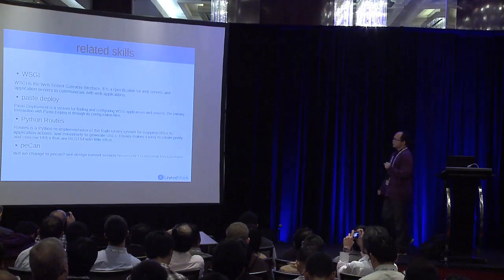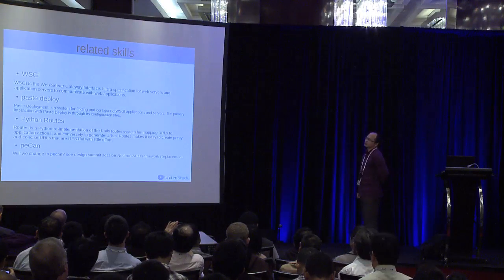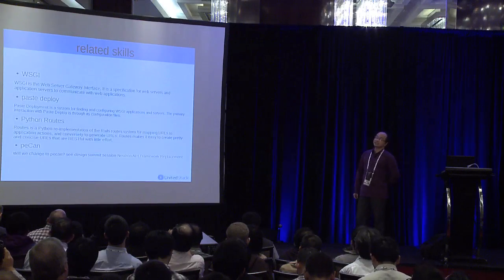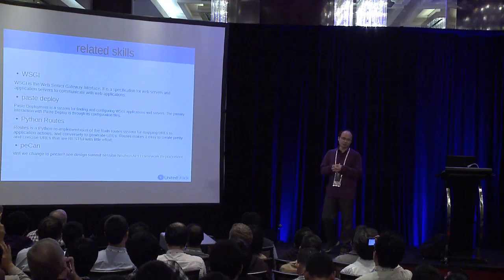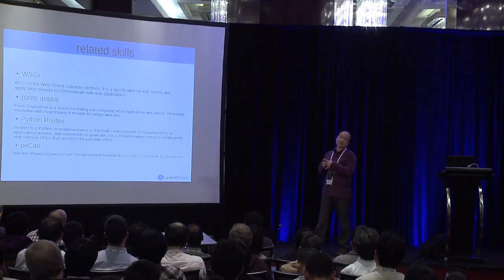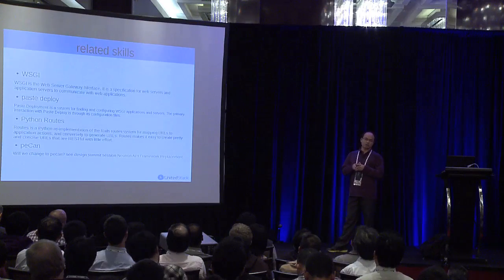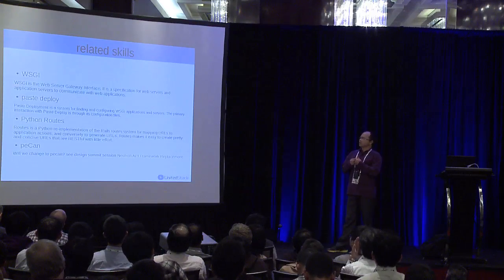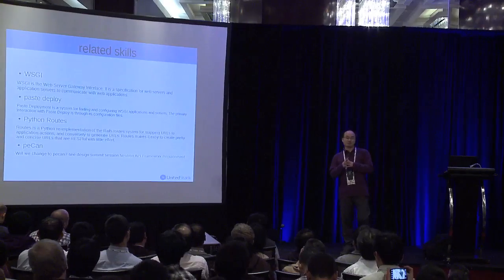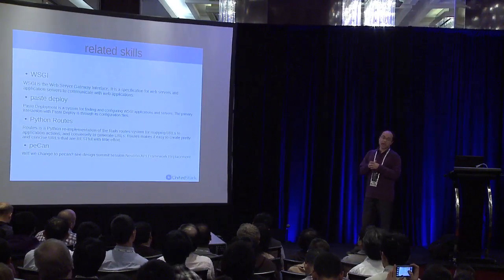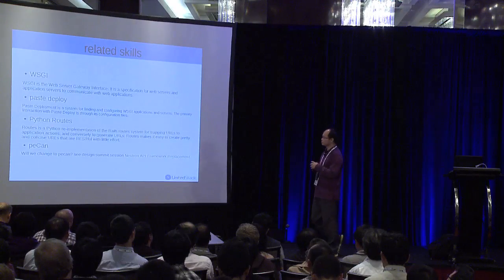If we want to know the Neutron server, there are some very related skills. The first one is WSGI, the Web Server Gateway Interface. It specifies how a web server interacts with web applications. Currently, if you type neutron-server on a console, it will start the Neutron server application under an embedded web server. But I have also heard that some people are running the Neutron server under Apache.